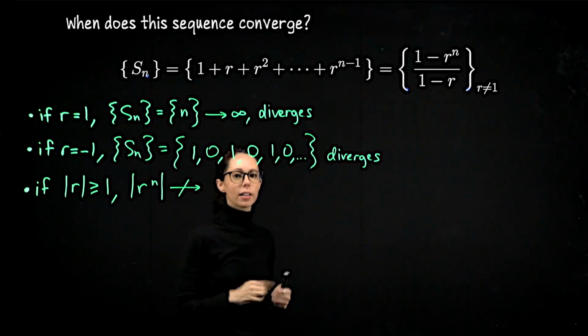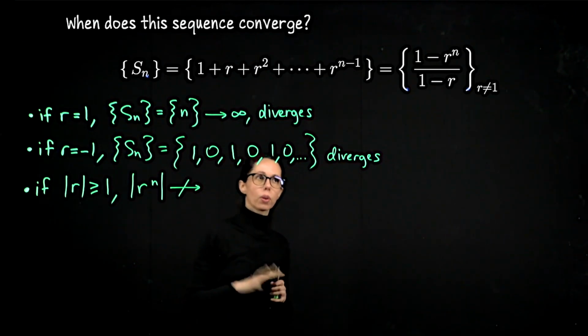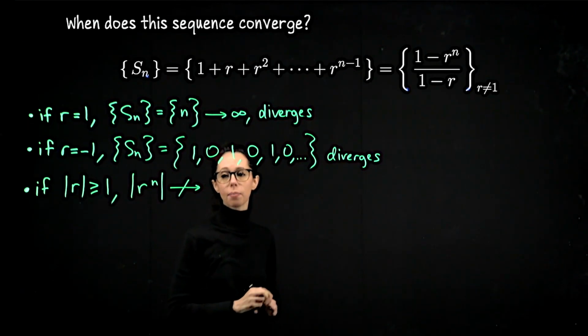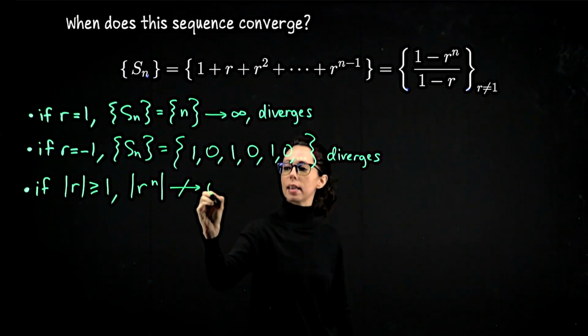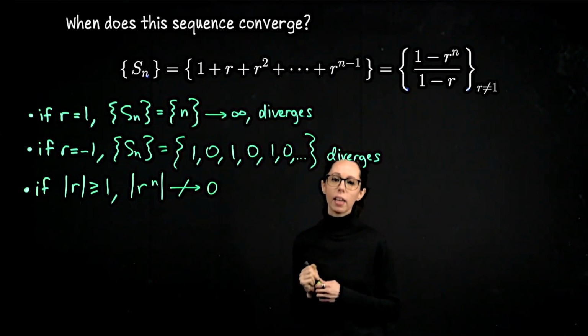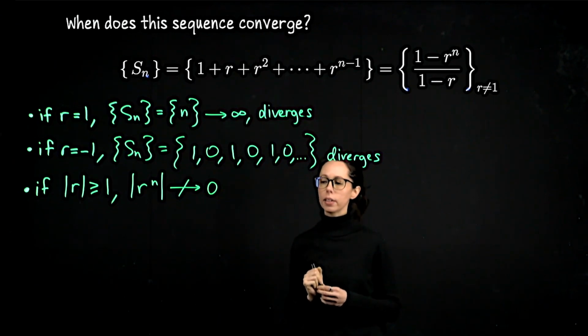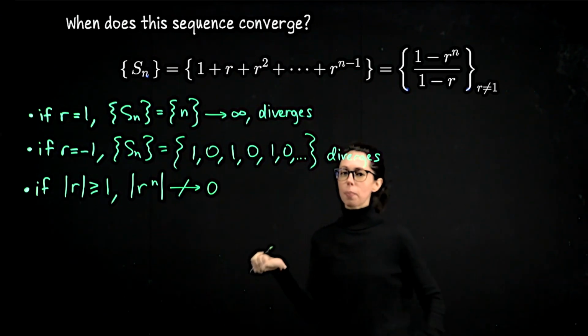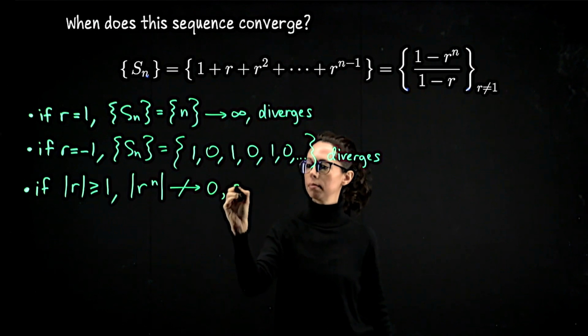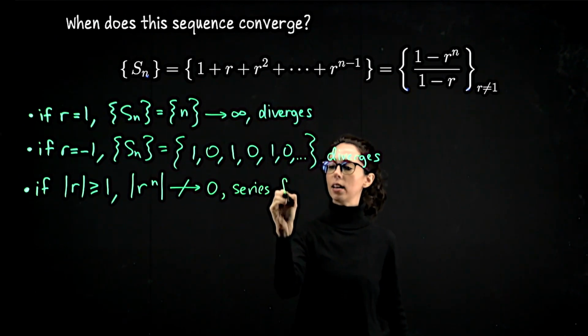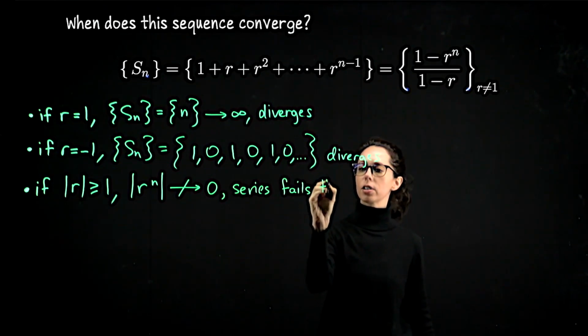And then if the size of r is greater than 1, so r is greater than 1 or less than -1, it actually goes to infinity. But what's important is that the size of the terms that we're adding to our series doesn't go to 0. So the series diverges by the test for divergence. I'll say the series fails the test for divergence.